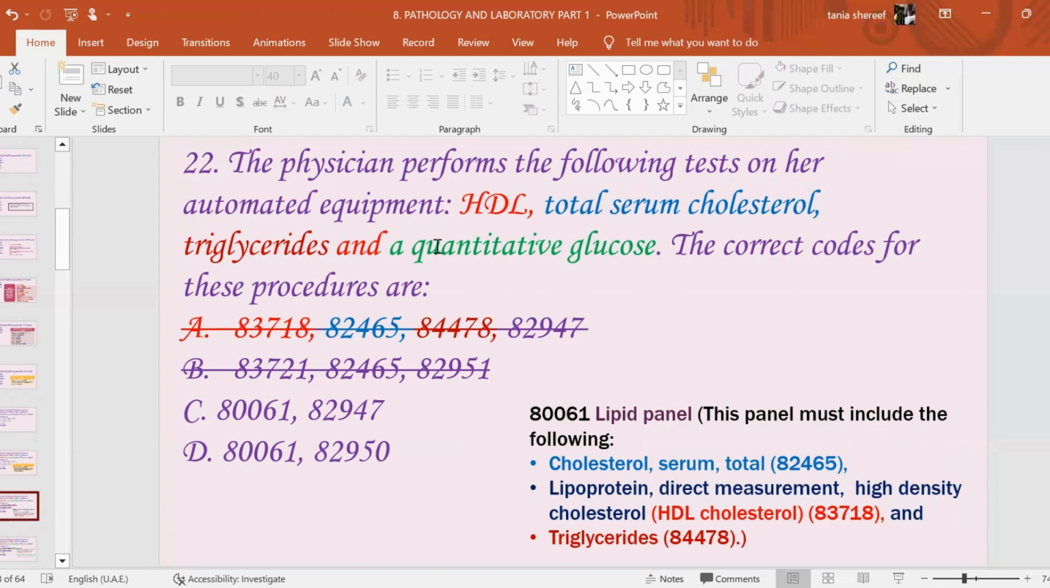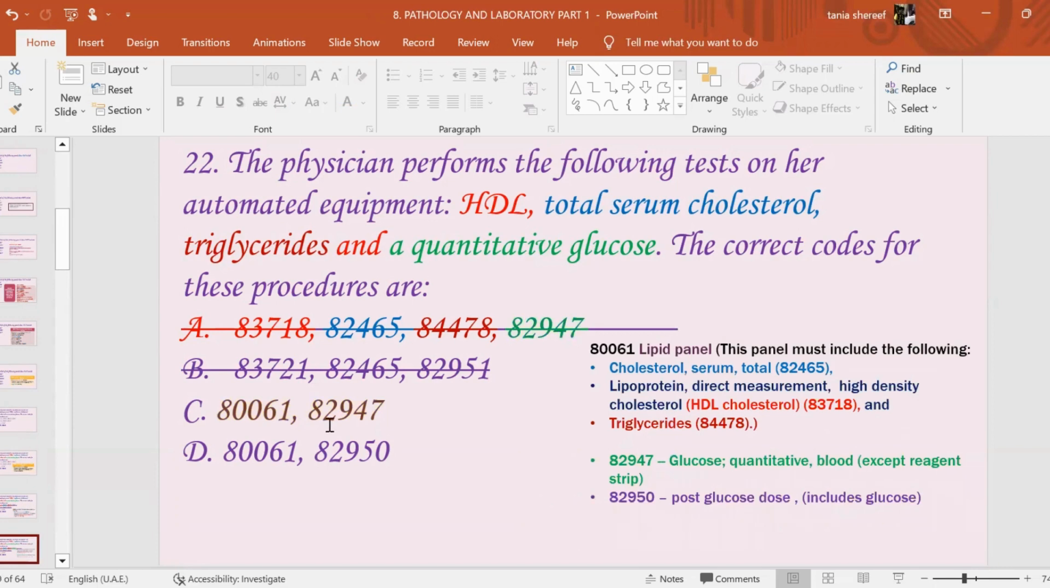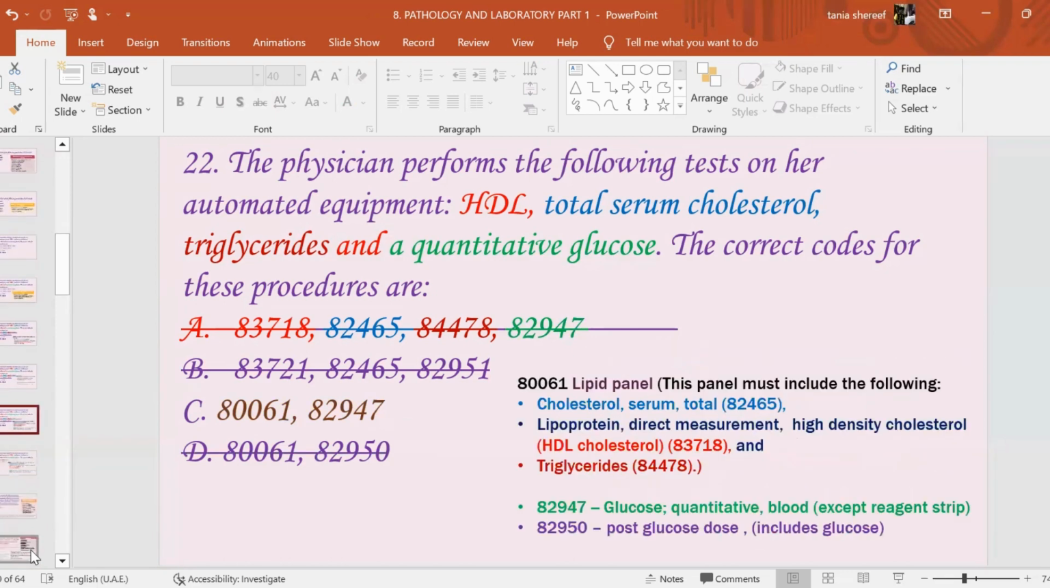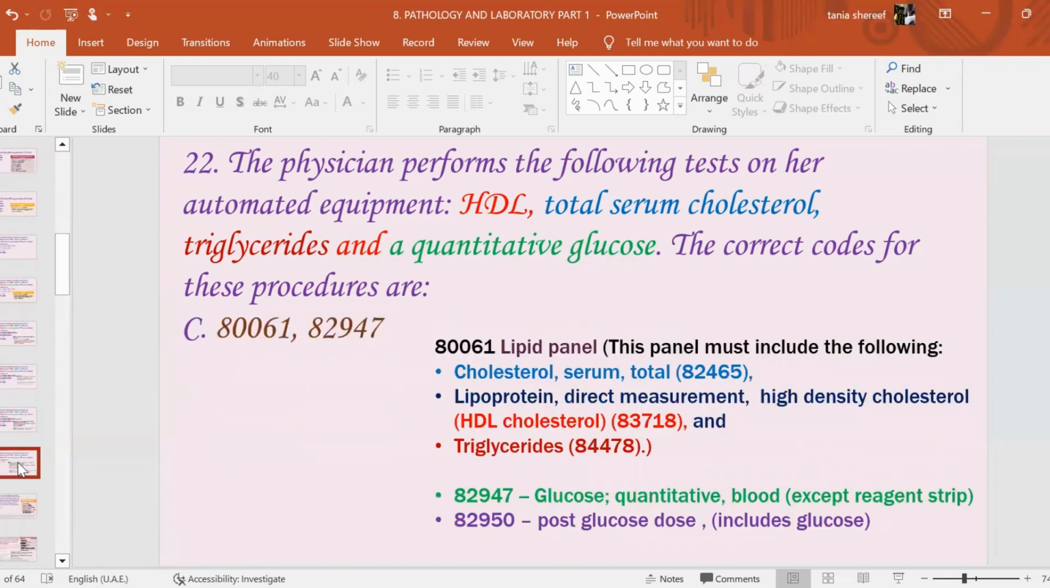Now we have one more test performed, that is a quantitative glucose. So there is 82947 as well as 82950. 82947 is glucose quantitative and 82950 is post-glucose dose. But in the question, we can clearly see this is a quantitative glucose, not a post-glucose dose. So our code is 82947. So our option is C, not D. Clear? Okay, so our answer is C.